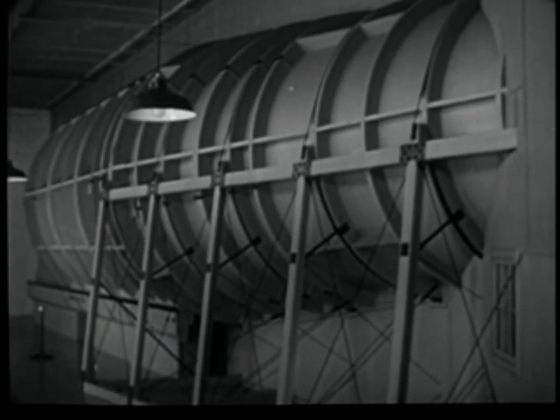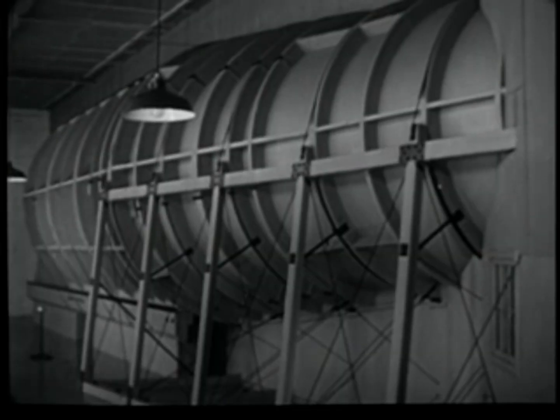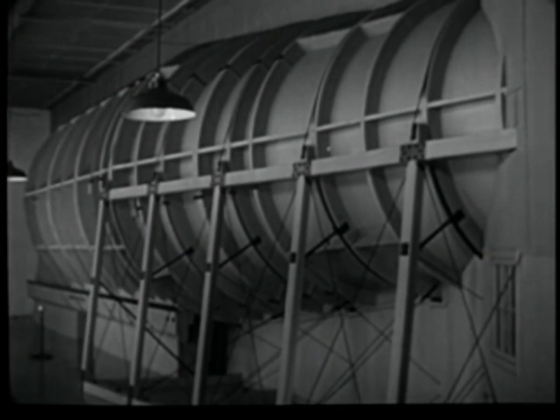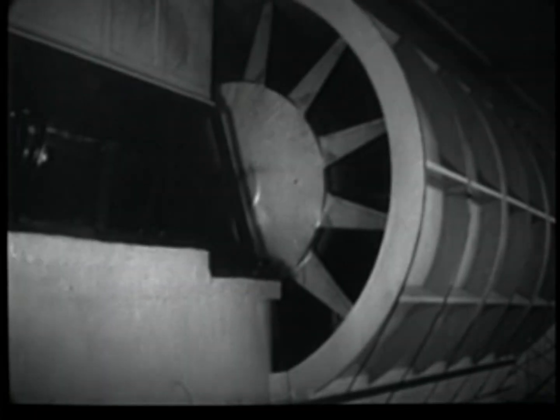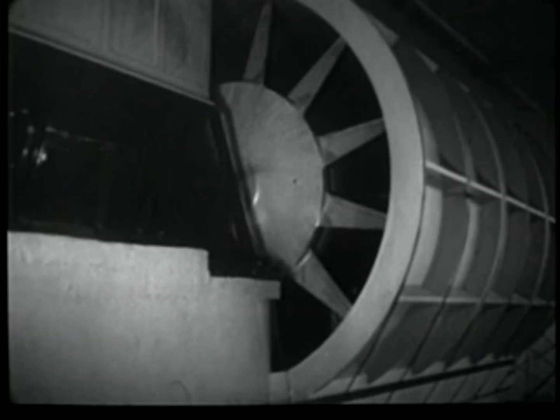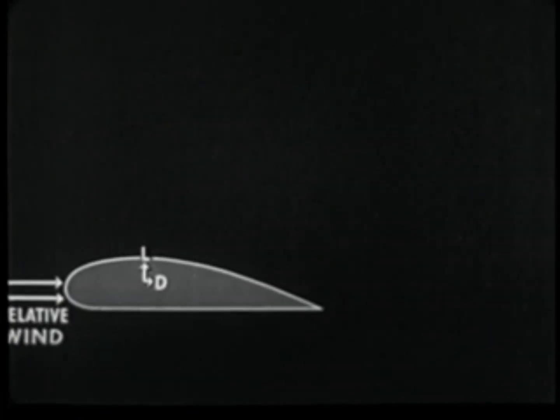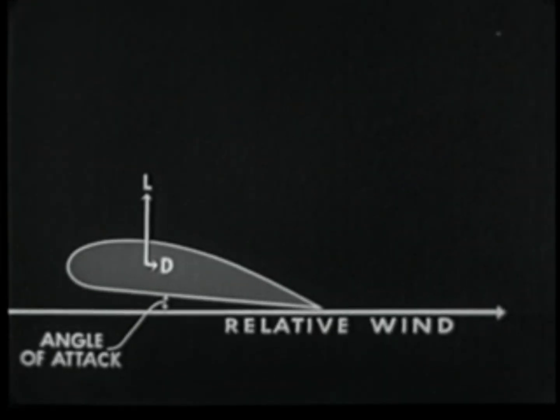Four electric motors of 400 horsepower each furnish power to turn the fan. Two of the motors are shown here. There are two others inside the tunnel. The fans are 12 feet in diameter and have 12 blades. When driven at a speed of 700 RPM, they produce an airspeed of approximately 200 miles an hour in the tunnel. Wind tunnel tests show how lift and drag vary with the angle of attack of an airfoil.